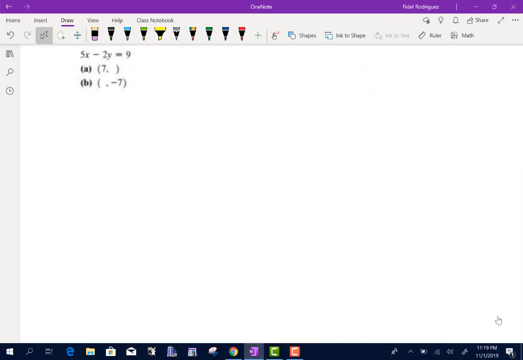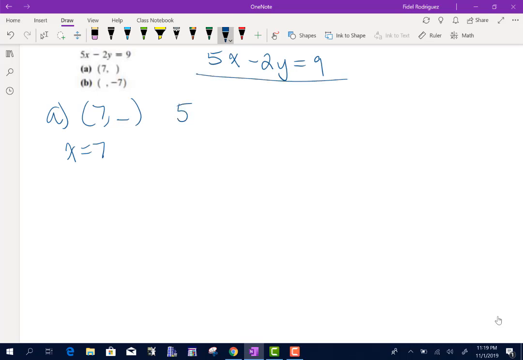All right, so if I take a look at my next problem here, let me grab my pen again. Here we have 5x minus 2y equals 9. In my part A, I have the point 7 comma blank, which tells me that x is 7. So the first thing I'm going to do is write 5 times 7 minus 2y equals 9. Well, 5 times 7 is 35, minus 2y equals 9.